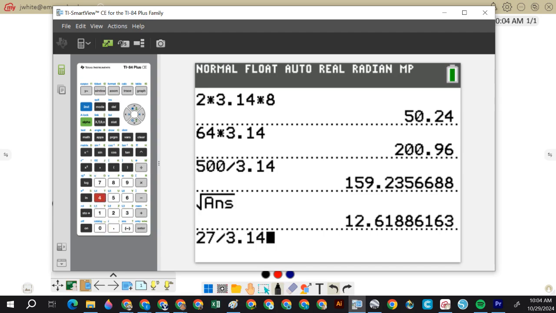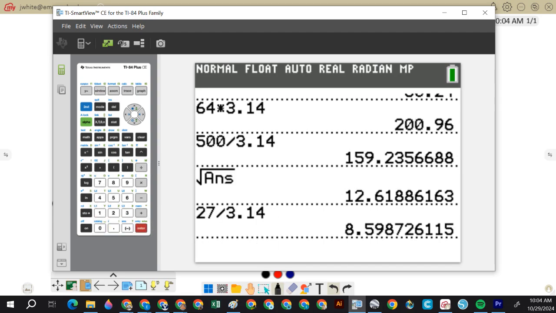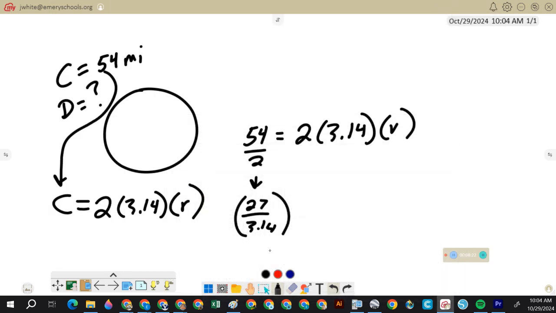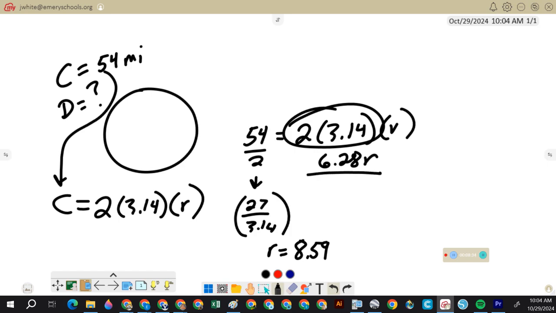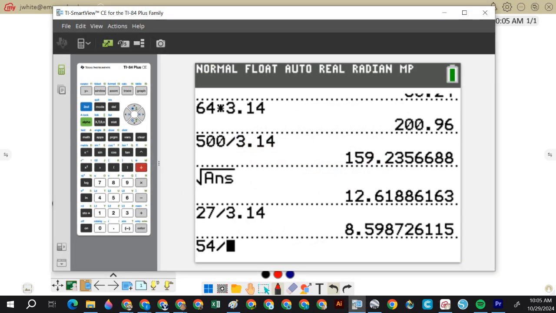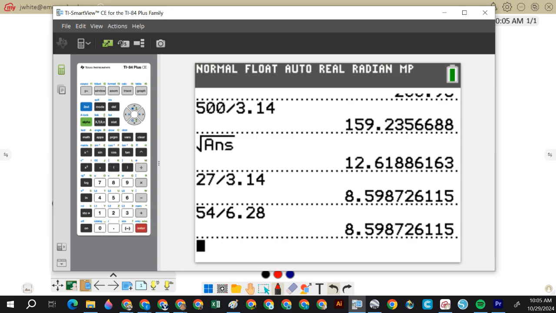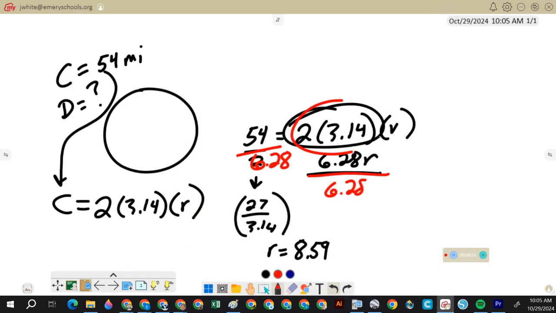27 divided by 3.14 is 8.59. So here we get r equals 8.59. Or we could put these together and get 6.28 r, and then divide by 6.28. So if I take 54 and divide it by 6.28, I'm going to get the exact same number. So it doesn't matter. You can put these together and then do the division, or you can divide them one at a time. It's not going to make a difference.